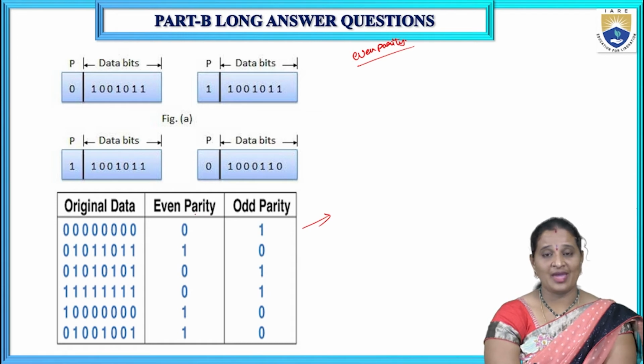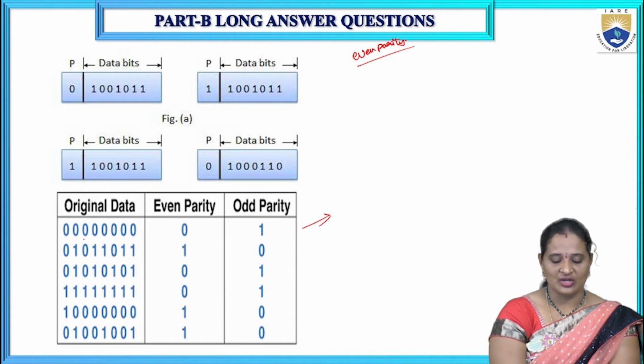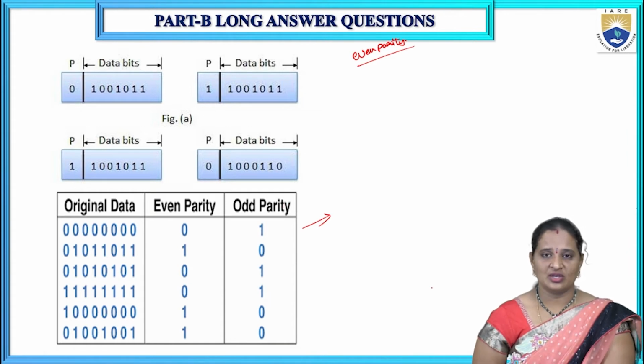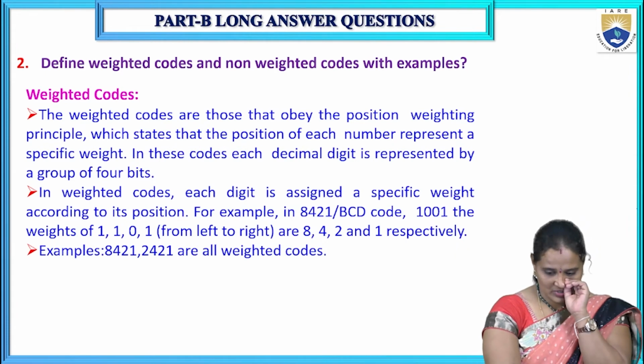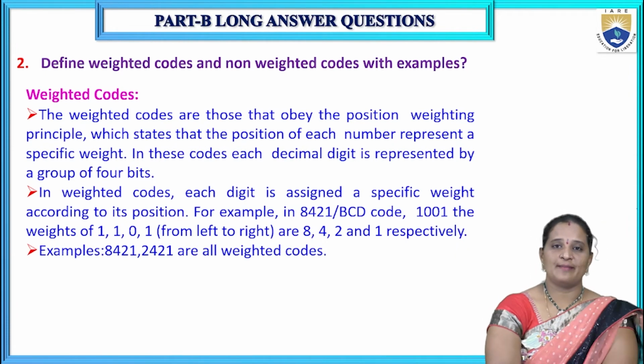and the parity bits which are to be added when the even parity is considered and odd parity is considered. So this way you can present so that you can get the full marks. Now define weighted codes and non-weighted codes with example.